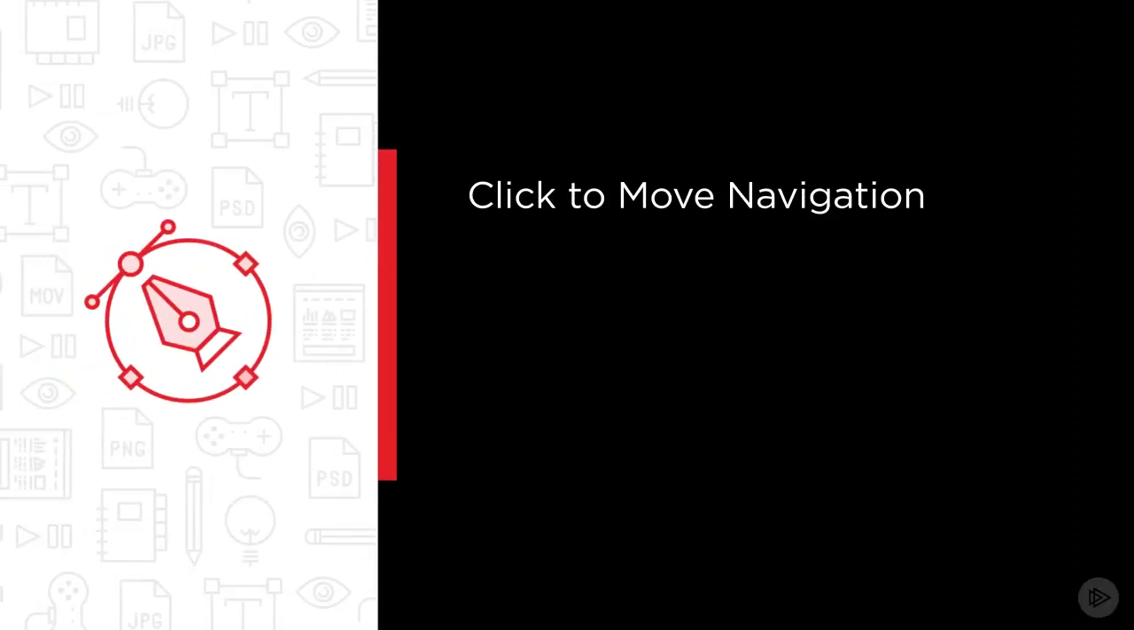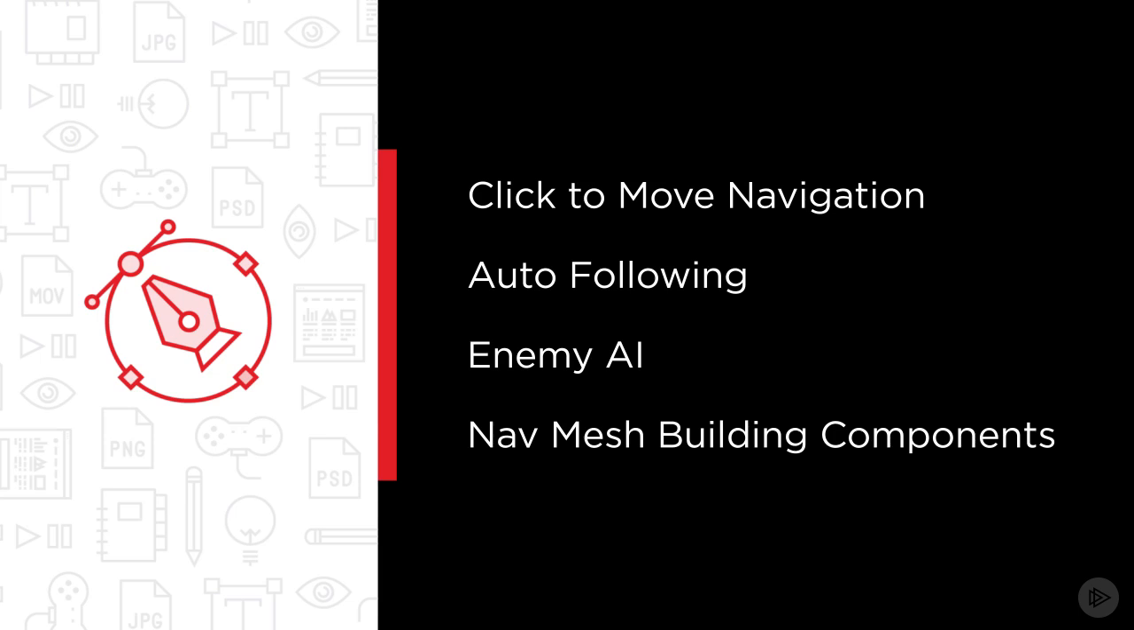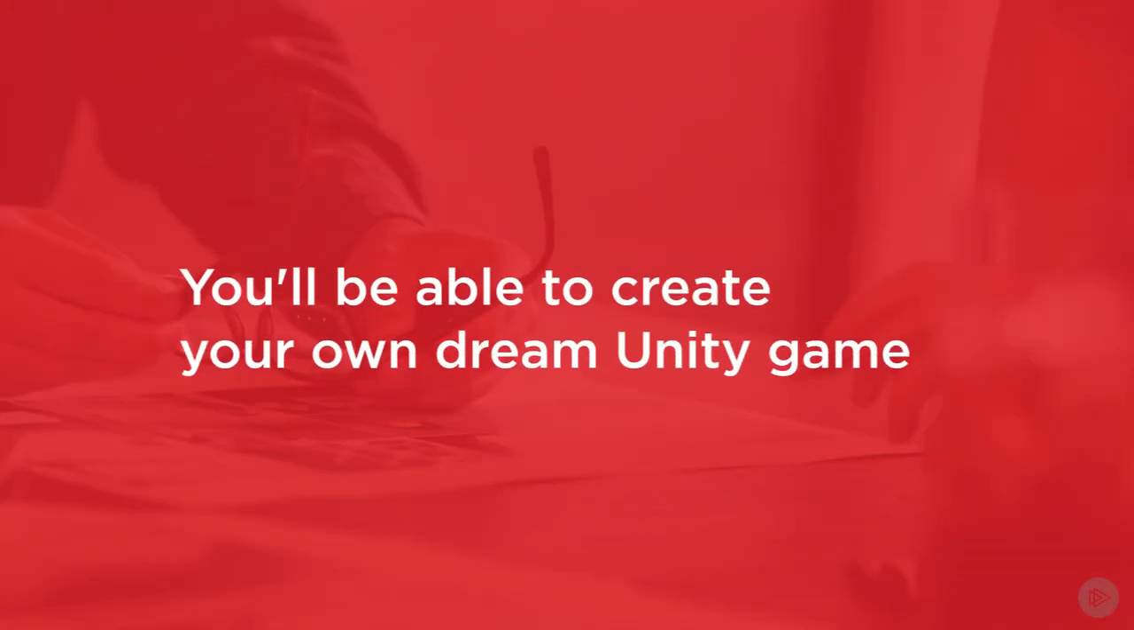Some of the major topics that we will cover include click-to-move navigation, auto-following, enemy AI, and the nav mesh building components. We will also be going through each component and each parameter of the navigation system, so you won't be left in the dark. By the end of this course, you'll know how to send nav mesh agents across nav meshes, how to put obstacles in their path, how to code basic artificial intelligence, and how to use the components of the navigation system to create your dream Unity game.